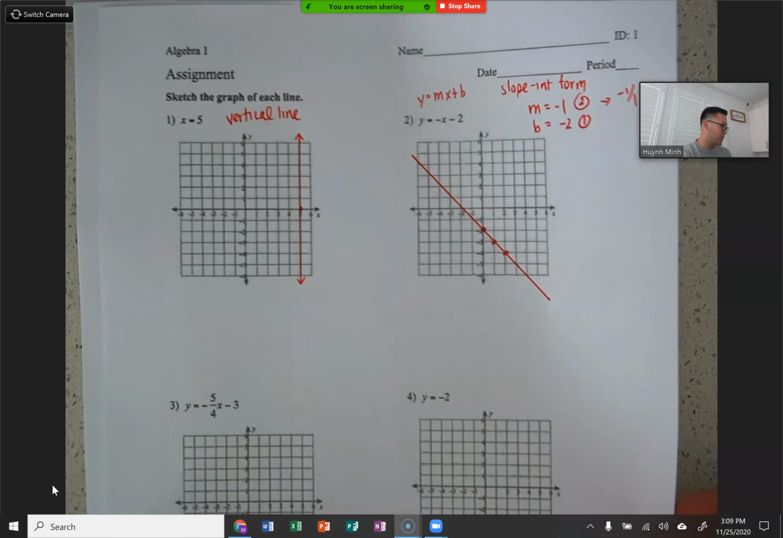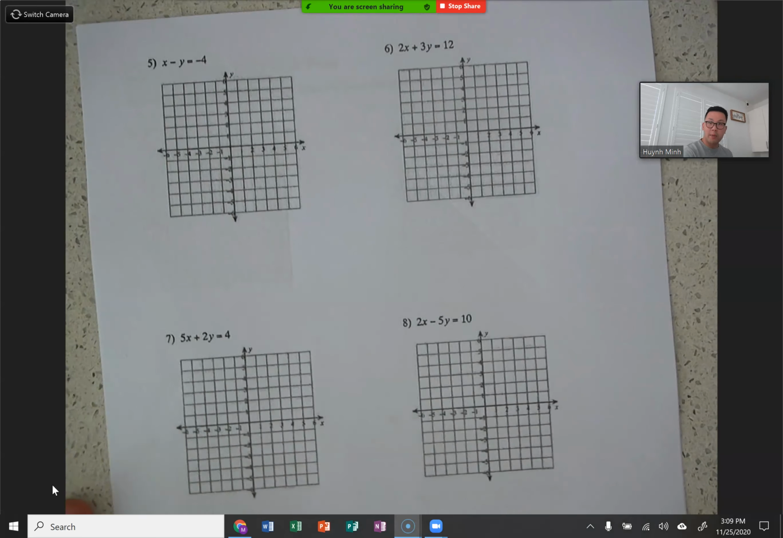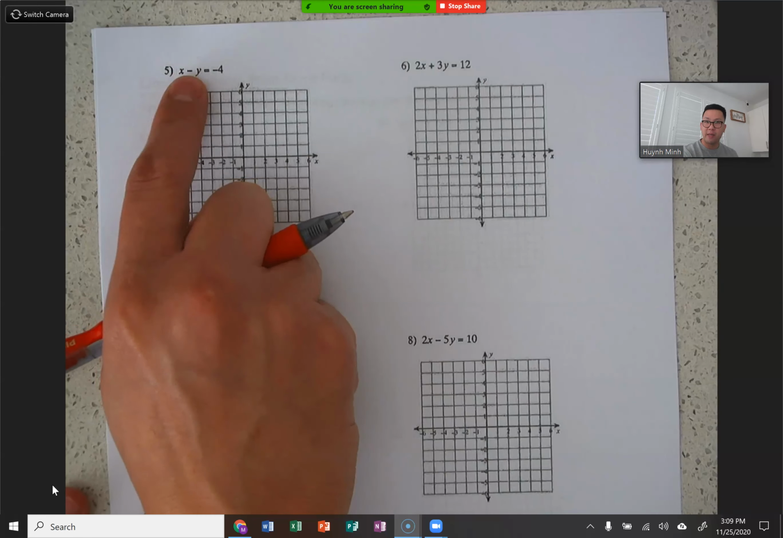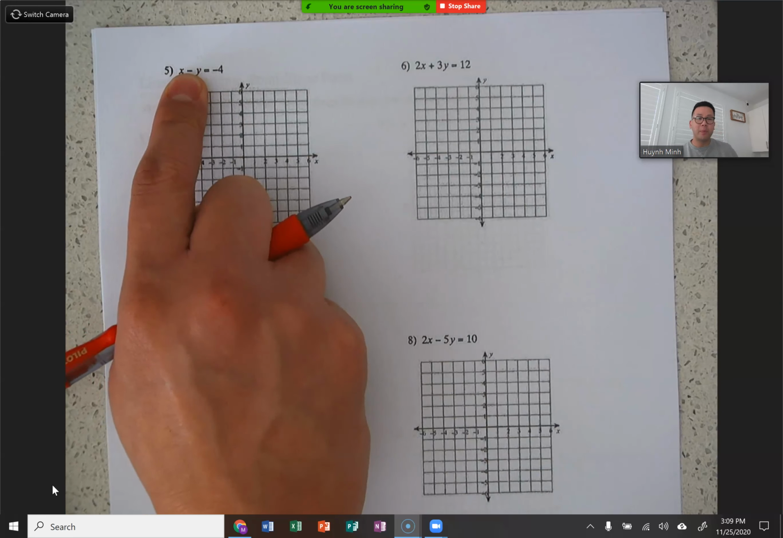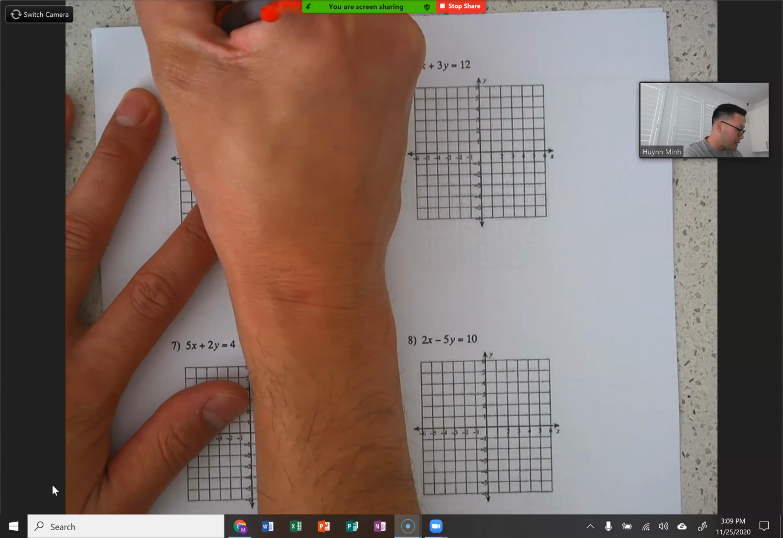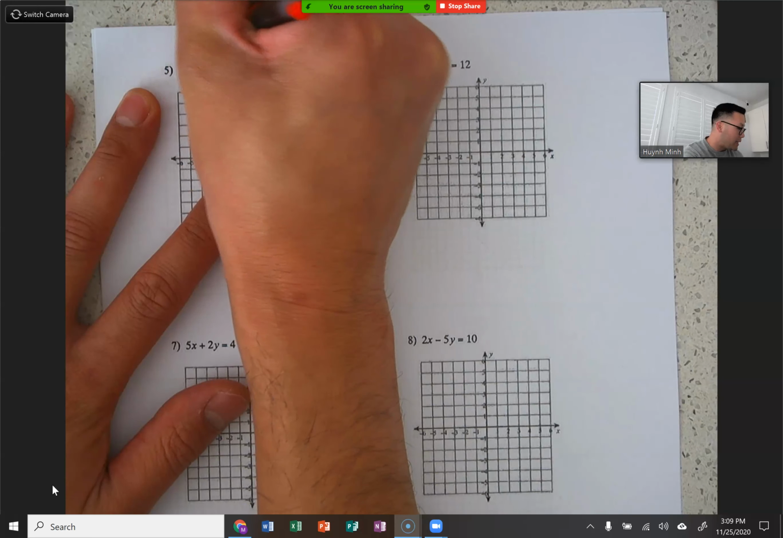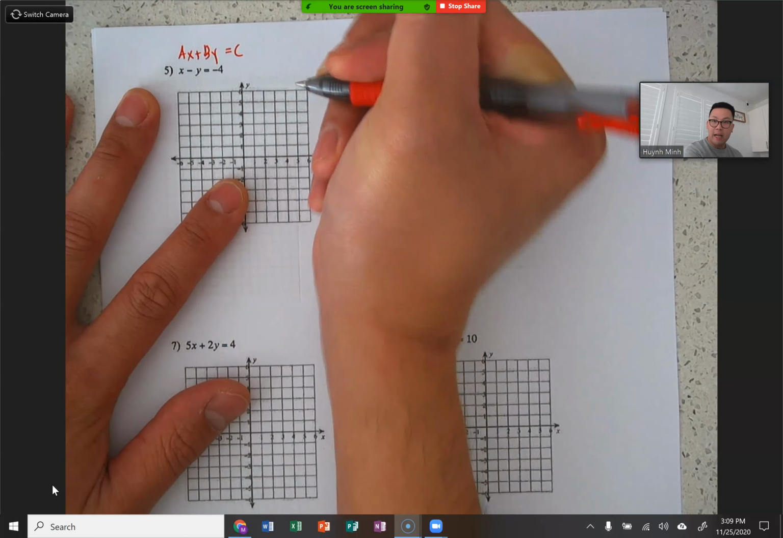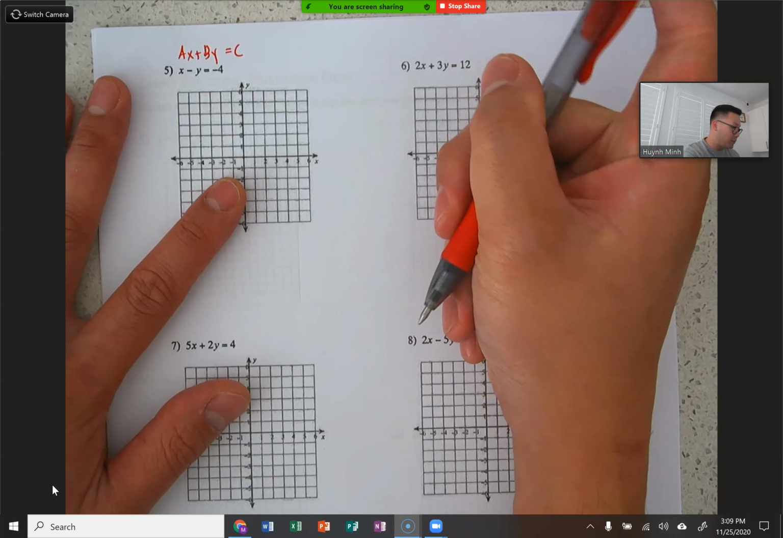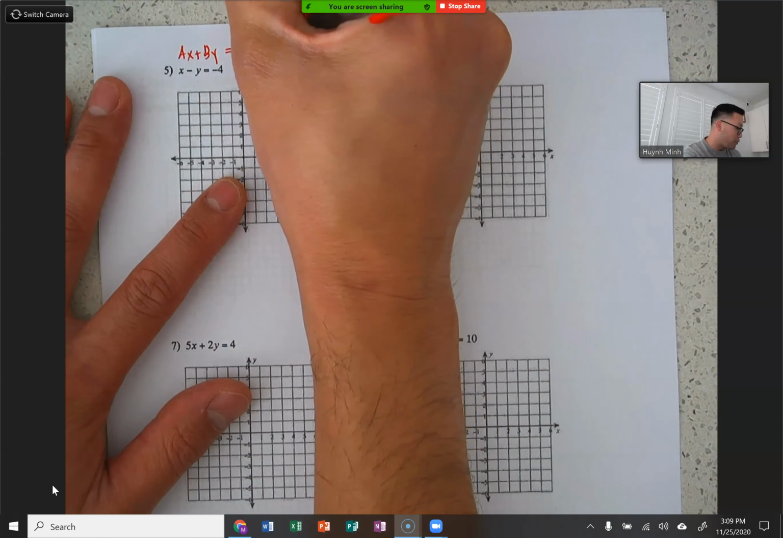Pretty quick so far. Alright, let's do another type of problem. Let's do a problem like number 5. Number 5 right now is in standard form. It looks like ax plus by is equal to c. And how we covered it in class to make it simple is we're going to change it into slope-intercept form.